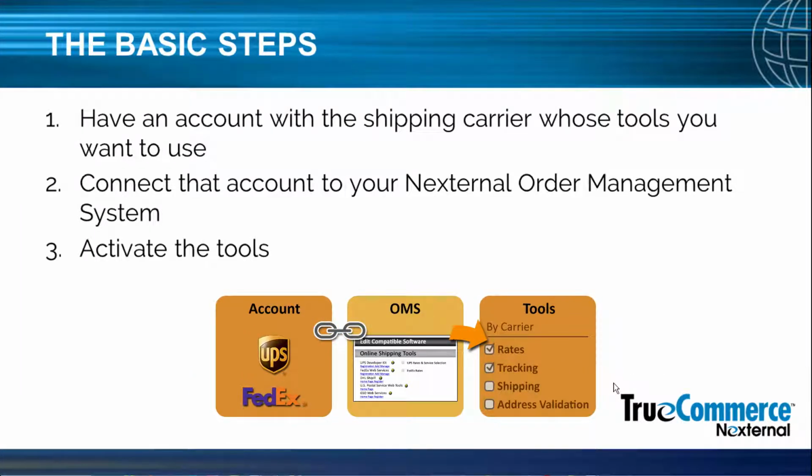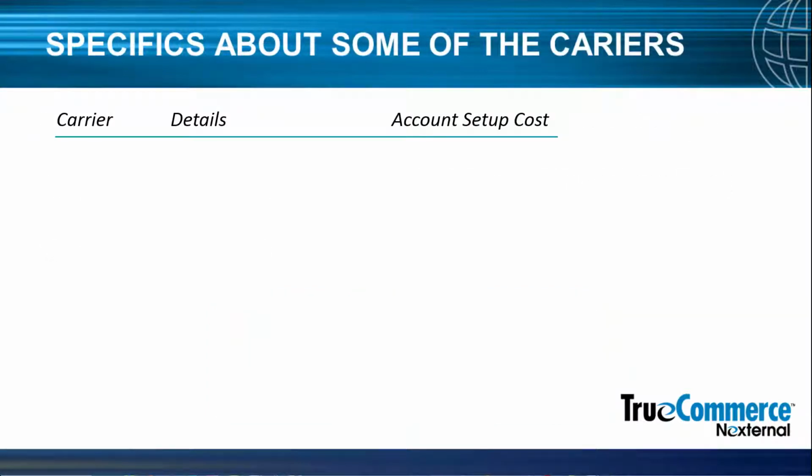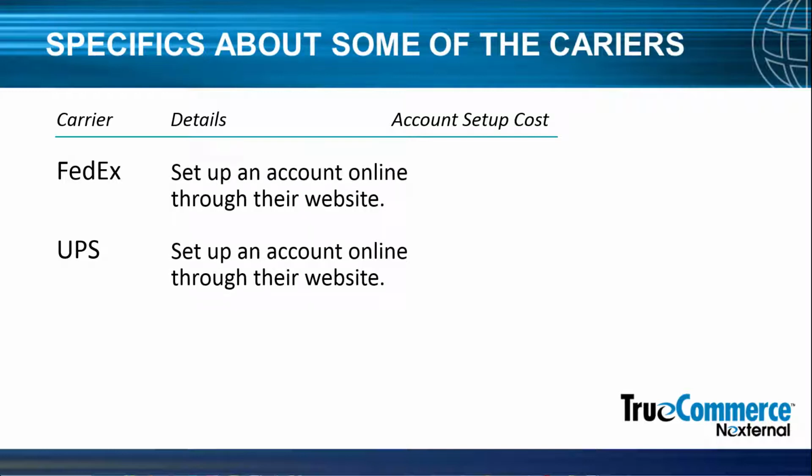If you already have an account, that is great. You should be able to use your existing account. If you need an account, you can contact the carrier. On FedEx and UPS's websites, there are easy links to open an account online. Those accounts are free. If you'd like to use Indicia, which provides our U.S. Postal Service shipping, Indicia charges a $15.95 per month fee.